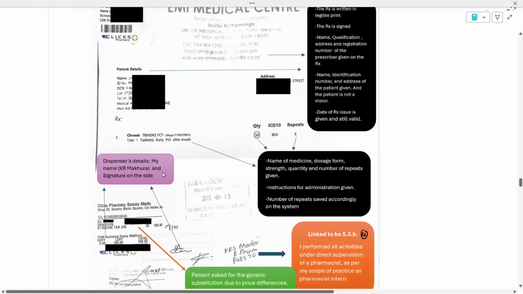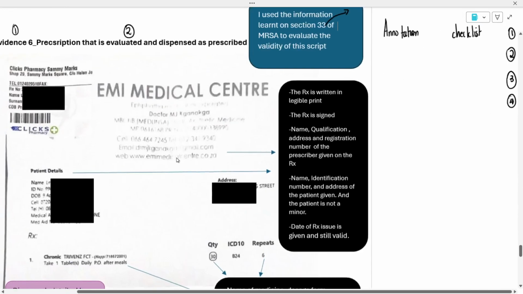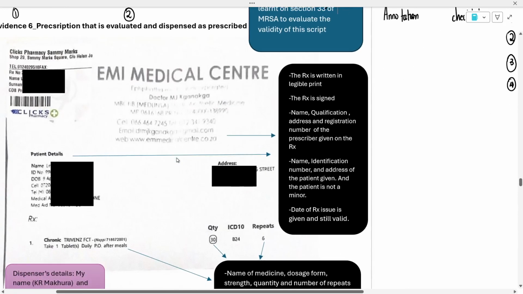Okay, let's check other things as well. 2443. So here, you are stating that you are applying this regulation. Okay, and then let's look at the quality of your annotation. The prescription is written in legible print. The prescription is signed, included.